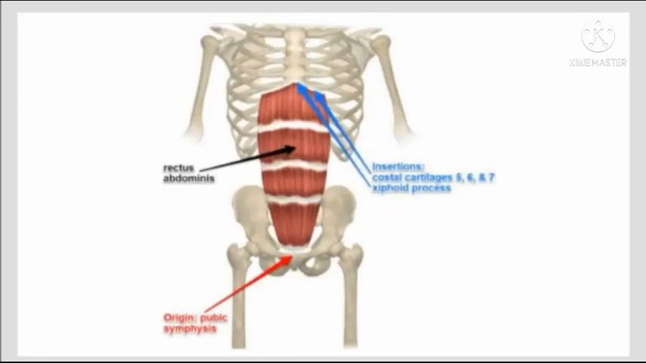In this picture, you can see the origin of the rectus abdominis muscle is from the pubic symphysis and the insertion is in the costal cartilages, 5th, 6th and 7th, and the xiphoid process.